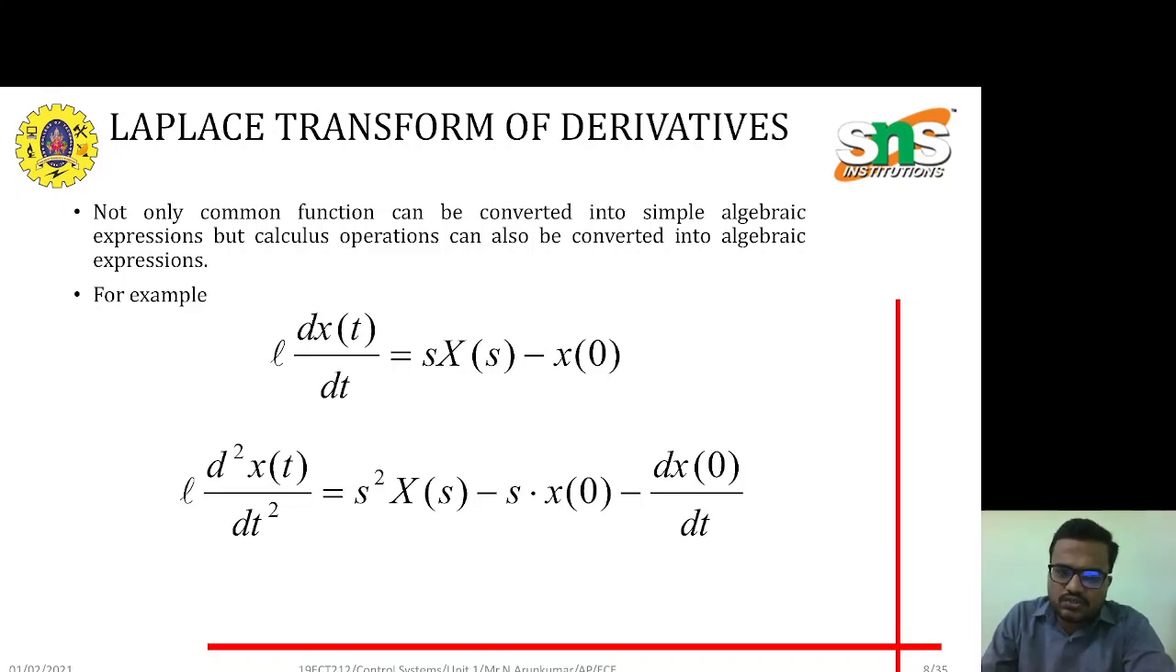And next one is d square x of t by dt square. Here it is taken as a double differentiation, so automatically the system function will have s square, because d square is there. The transform is s square into X of s minus s into x of 0 minus dx of 0 by dt. In the previous case, for a single differentiation, we took s into X of s minus x of 0. But in this case the formula will be s square X of s minus s into x of 0 minus dx of 0 by dt.